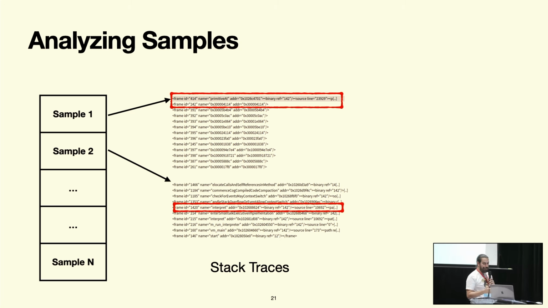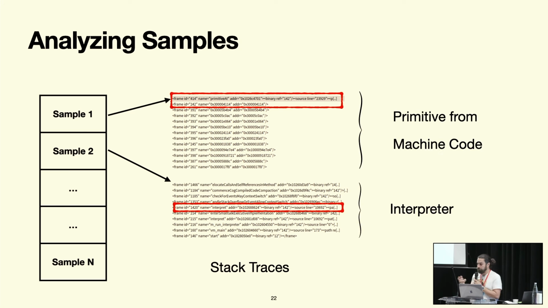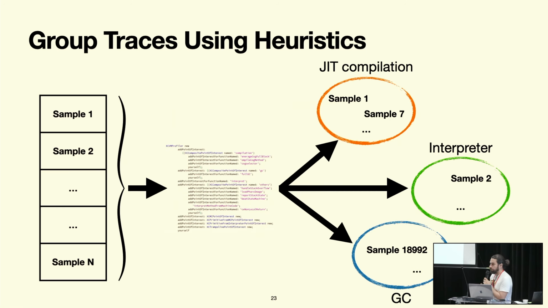So one thing that we can do, once we have this observation, is that, okay, maybe I can write a tool that can, based on these samples, somehow group them together and say, okay, all these samples are based on our garbage collection stuff. I don't care if they are in this function of the garbage collector. So this is garbage collection. And this is JIT compiler. This is JIT compilation. Here I am in the interpreter.